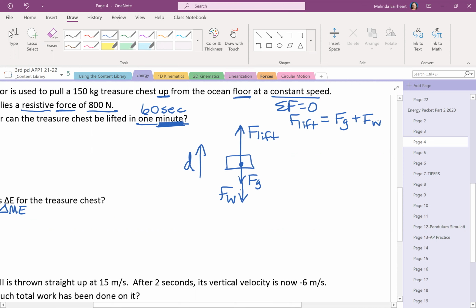And if the net force is 0, let's talk work. What's the net work equal? It'd be 0 as well, right? Because if you have a constant speed, what's your change in kinetic energy?